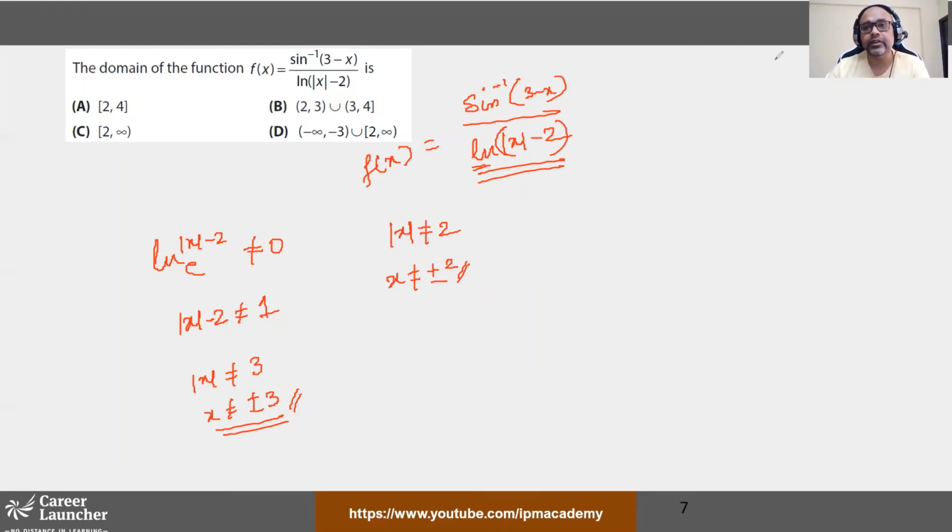Next, look at the numerator. Numerator, you're dealing with sine inverse of something. Now remember, sine x if I write, or sine y if I write, this basically is there from minus 1 to 1 only. You can't have an output which is greater than 1 or less than minus 1, which means sine inverse of x basically again will have to lie here, because the output is not beyond 1 or less than minus 1.